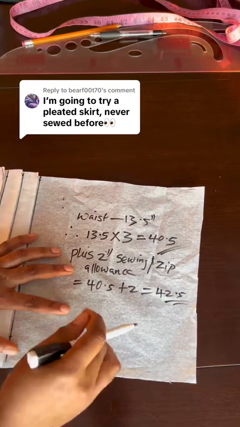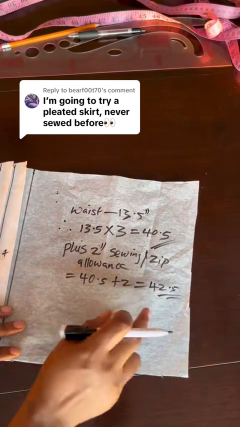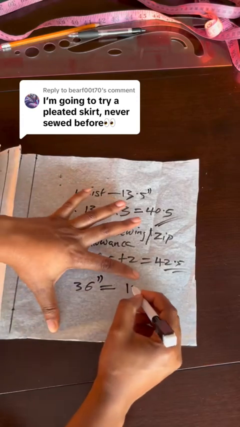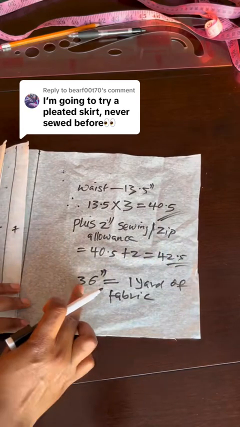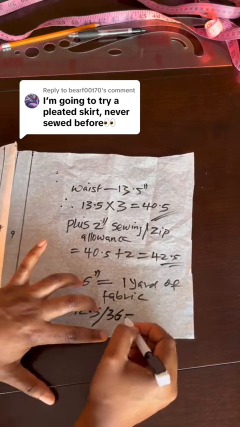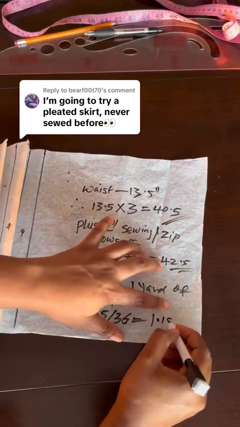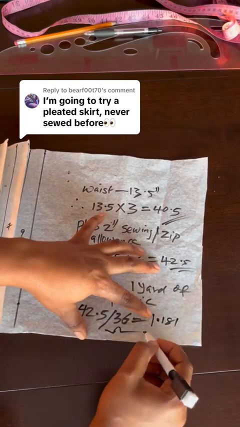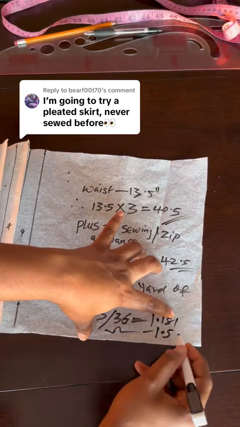Now to convert this 42.5 into yardage, remember we have 36 inches in 1 yard. We will then divide 42.5 by 36 inches, which would give about 1.181. When you go to buy your fabric, you can approximate this to 1.5 yards. It's better to have an excess fabric rather than to have less.